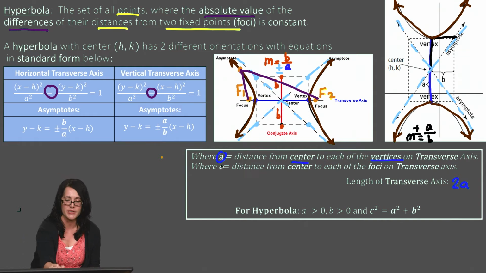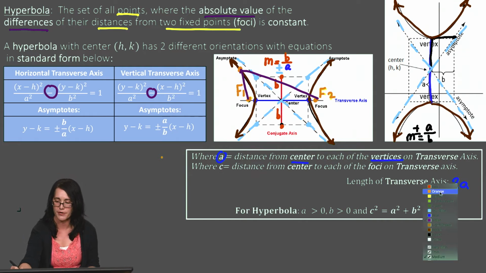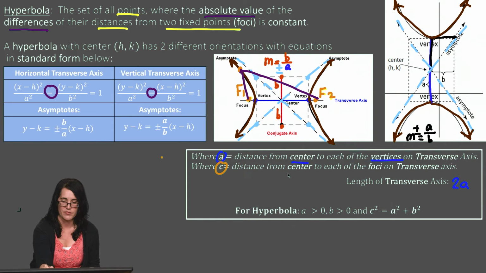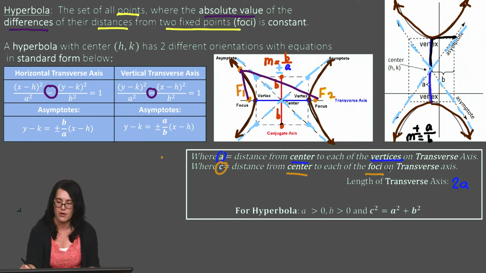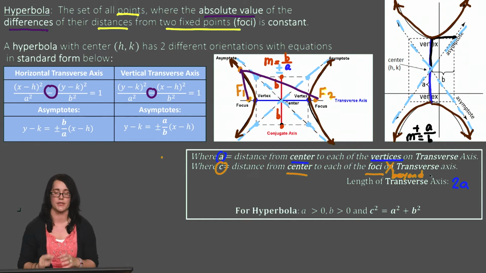While c is still going to be our distance, let me grab my orange color here. C is still your distance from your center to each of your foci, and it's actually, I should say, beyond your transverse axis, so a little bit bigger than the distance of a. Well, that is still consistent. C is the distance from your center to your foci. That's the same definition as it was for an ellipse.